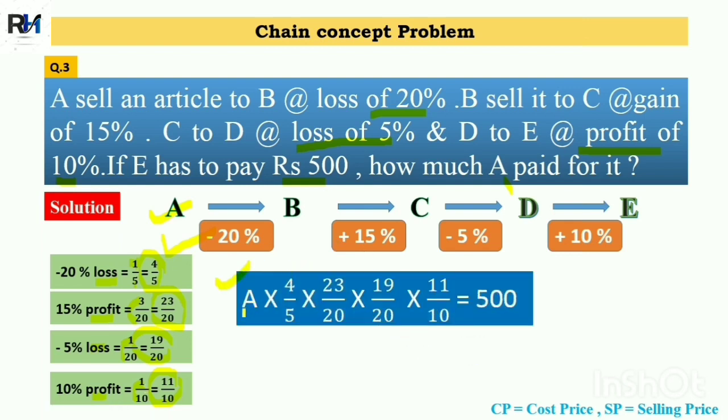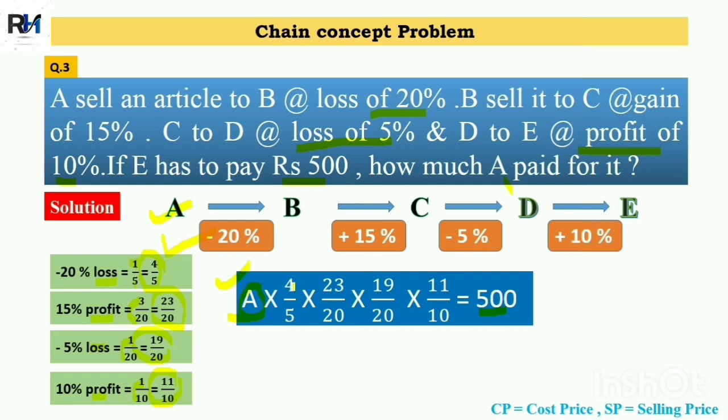Here the ECP is given and the ACP is asked. Therefore, firstly we will multiply ACP with the loss and profit percentages given in the problem. So firstly, A sells to B at a loss of 20%, so we have written it as 4 by 5. As the numerator is smaller, it is definitely a loss.